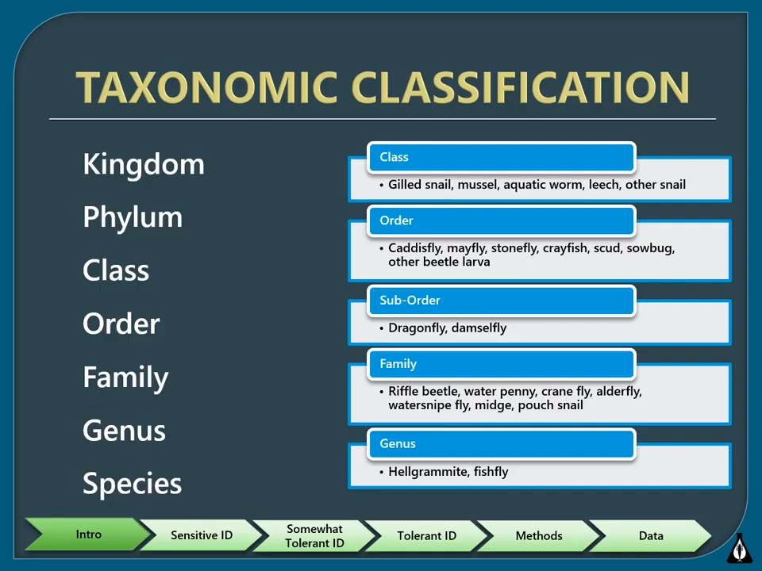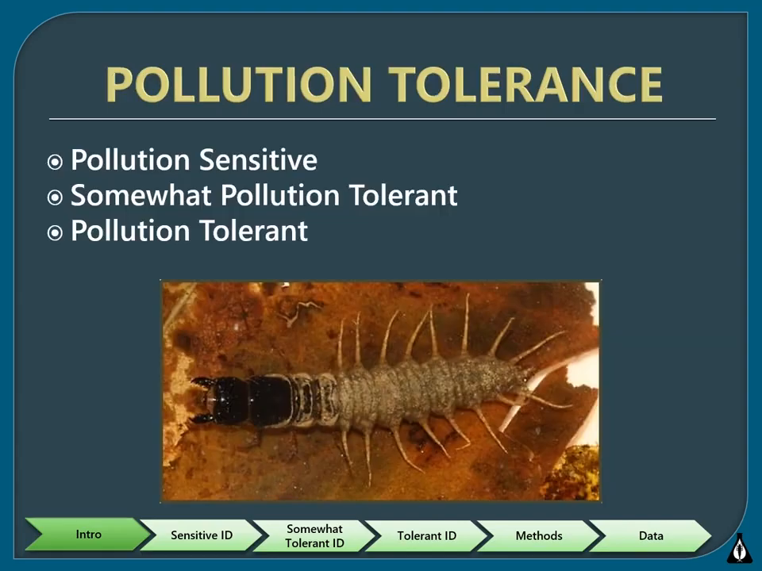We also define the tolerance levels to the taxonomic levels for which we ID. For example, we will generally state that caddisflies are sensitive to pollution, but some species of caddisfly are more tolerant to pollution. Let's talk a little more on pollution tolerance, since this helps us understand how the invertebrates present indicate the health of the stream.